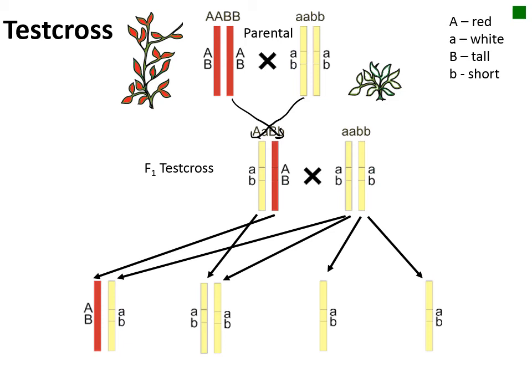However, if crossing over did occur in between the A and the B genes, then the offspring would have inherited the recessive A allele along with the dominant B allele. And the dominant A allele would now be with the recessive B allele.